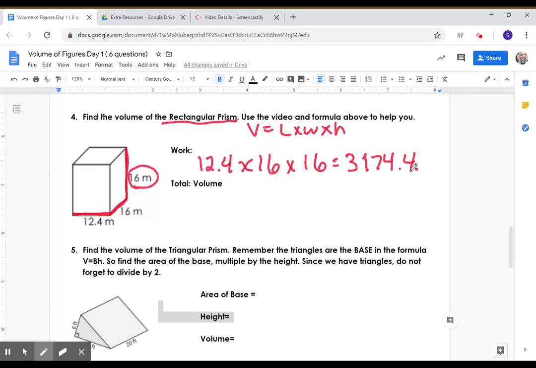3,174.4. So my final volume answer here is just that, 3174.4, and then I would label that meters cubed. Okay? All right, let's try number 5.